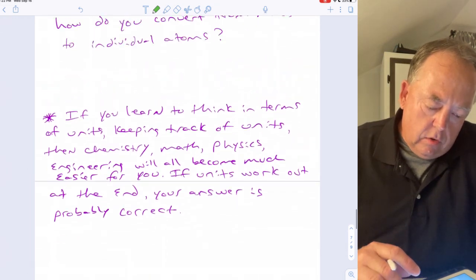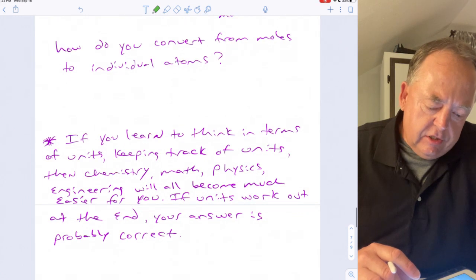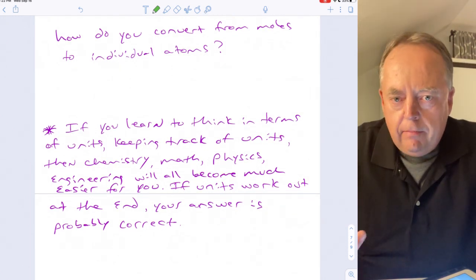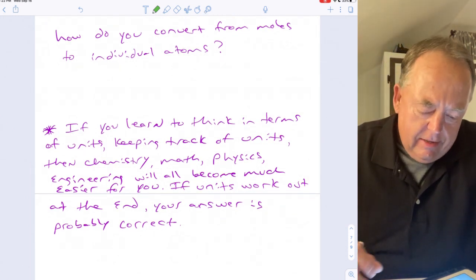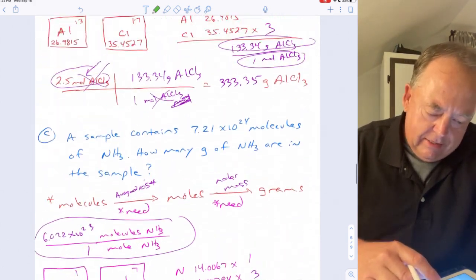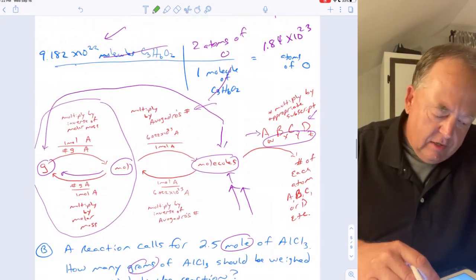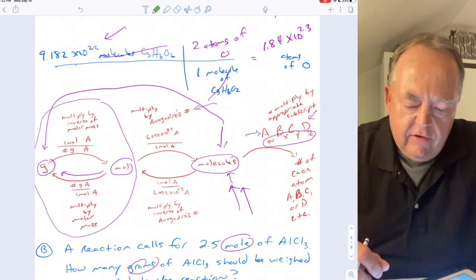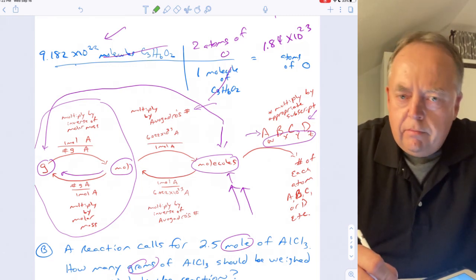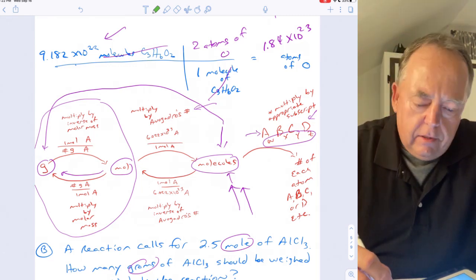Okay, so those are some difficult calculations until you wrap your mind around how to do them, and basically you recognize how to do these conversions. When do you use molar mass? When do you use Avogadro's number? When do you use the molar ratio, the subscripts in the formula, right?